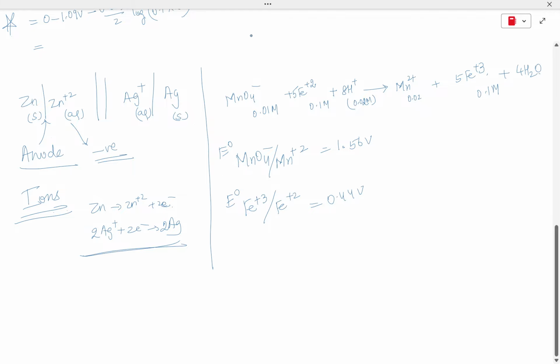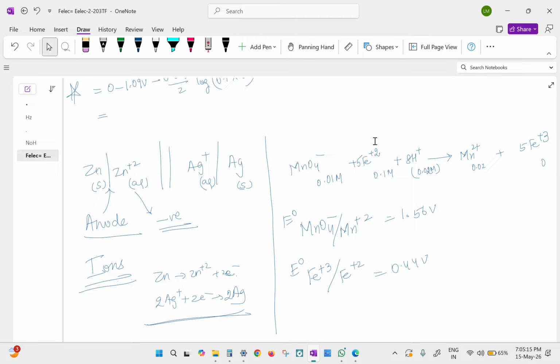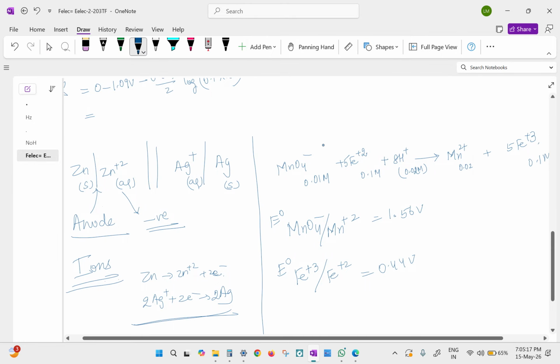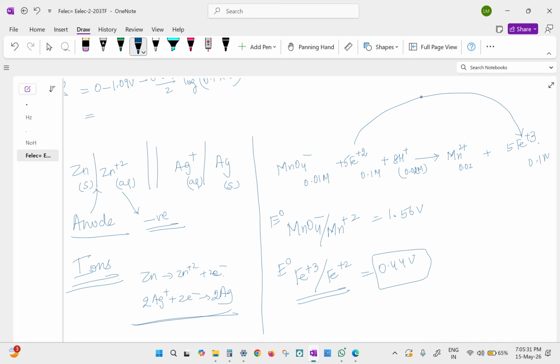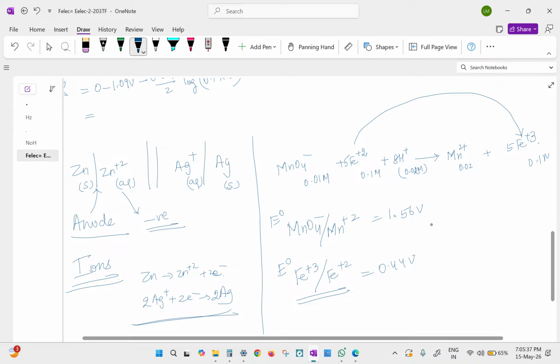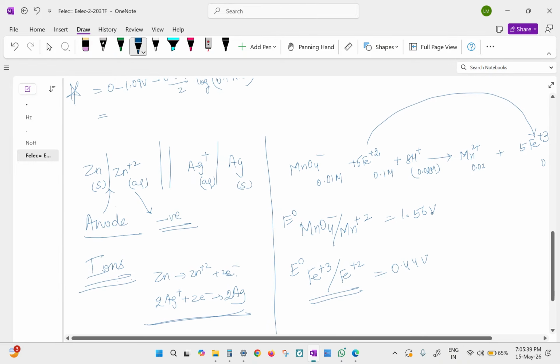Again, the process is actually Fe2 plus getting oxidized, but you will always be given the reduction potential value. Do not meddle with it and use the value as such, even if the species is getting oxidized. I've told you many times this concept, right, children? Yes, ma'am. Now, write the Nernst equation for this.